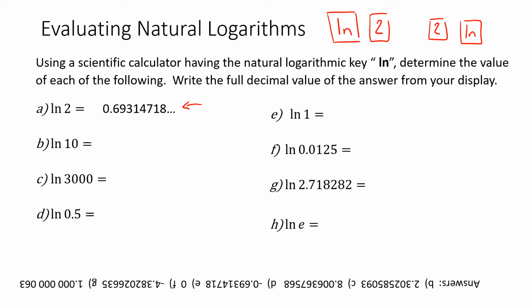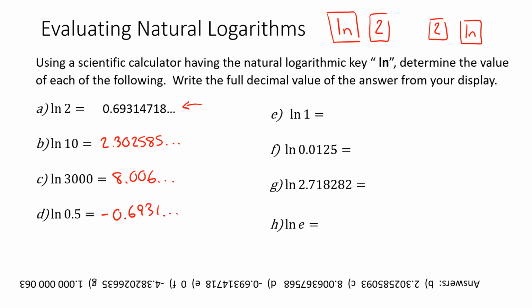If we take the ln of 10, for example B, putting it in your calculator, you'll get 2.302585, and it keeps going. Ln of 3000 gives 8.006, but it continues. Ln of 0.5 is actually a negative number because it's less than 1, so you're going to have a negative exponent here. You get negative 0.6931, and it continues on.